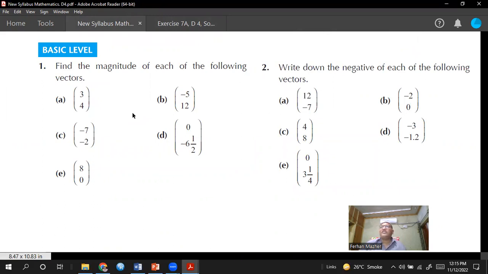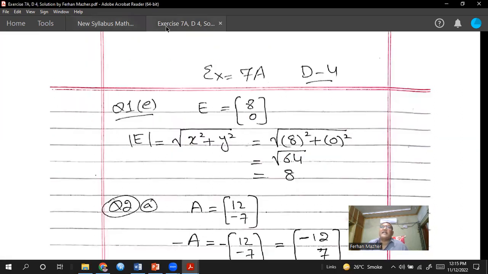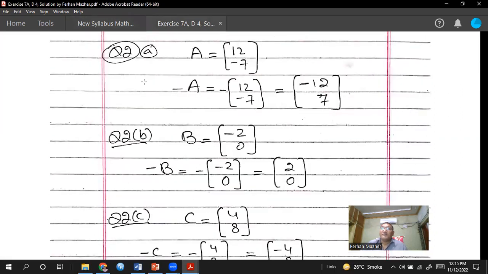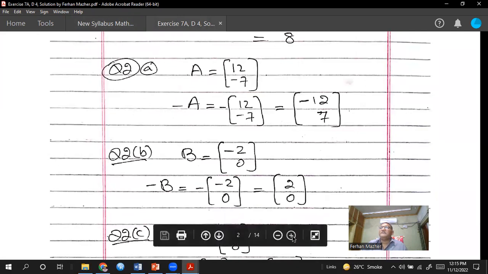So we are going to the next question, question number two. He says, write down the negative of each of the following vectors. In the A part of question number two, we have 12 and minus 7. When you want to write the negative of a vector, you simply multiply the vector with a negative number. So minus 1 will multiply with the 12, minus 1 will multiply with the minus 7. And you will get the negative of this vector. So for example, the A.